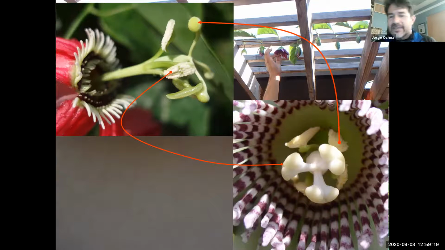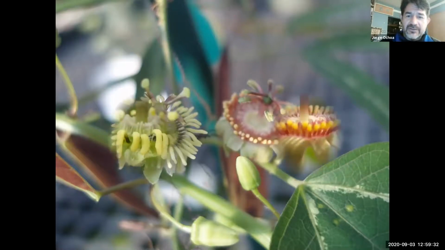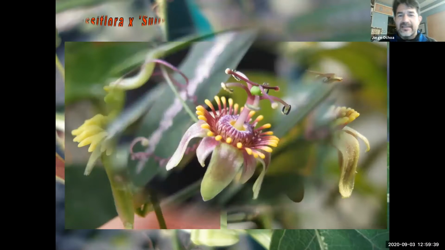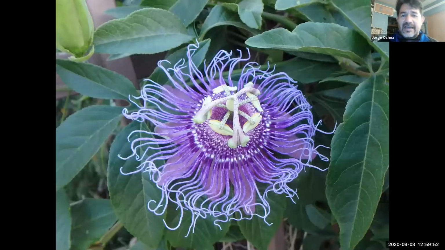So collectors of passion flowers are constantly hybridizing. My only hybrid has been from these two individuals. I took the pollen from this individual and I deposited it right there. I grew the plant, and this is the offspring. This is the only hybrid that I have recorded. This is Zulita, that I named after my wife when she completed her master's degree. Here is one that's growing in the gardens right now.